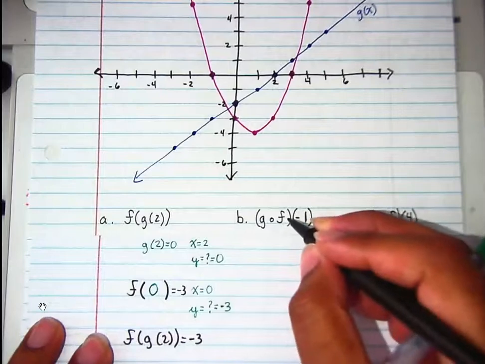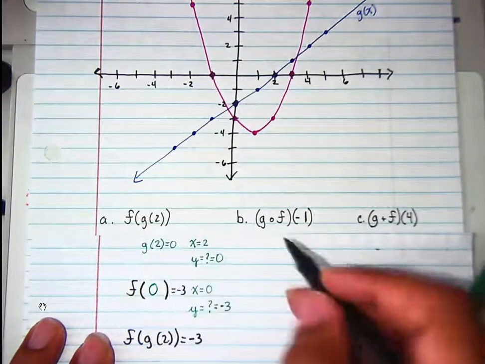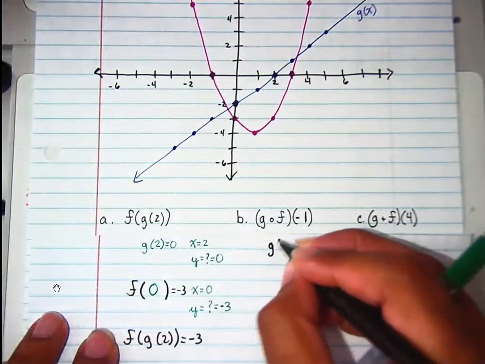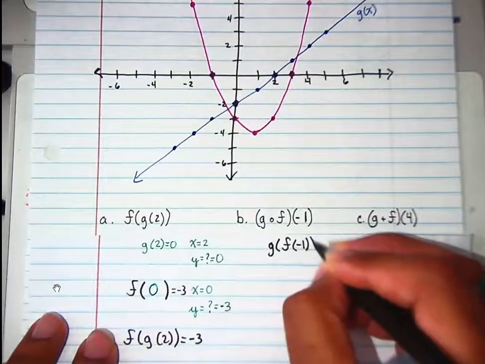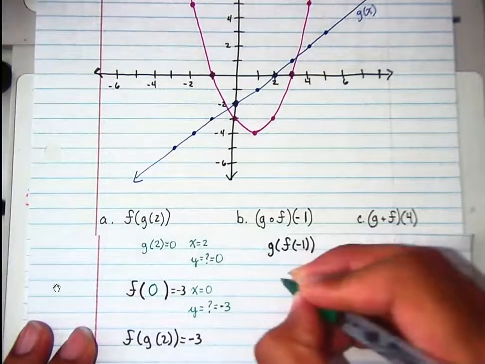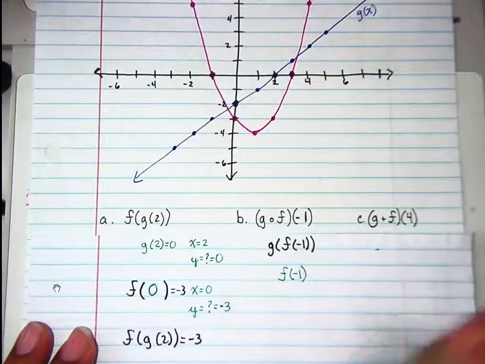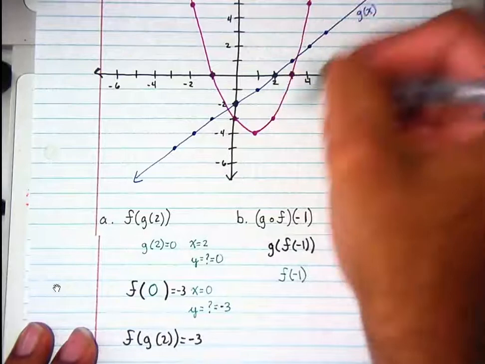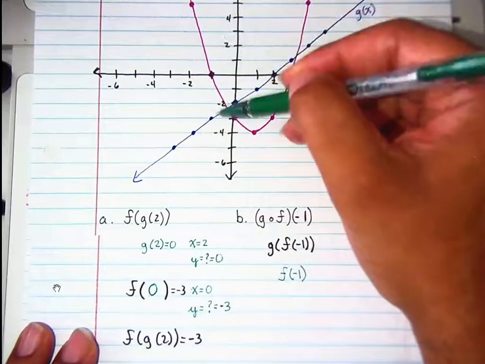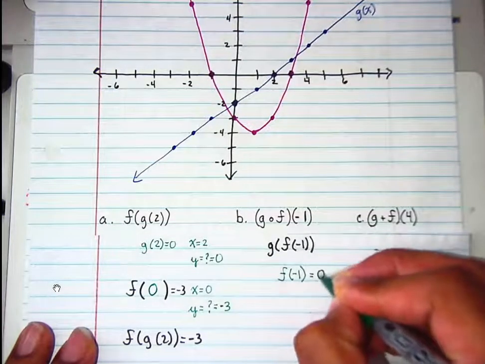Now for B, we have to change it into g of f of -1, or I called it golf when we did the notes. So this is g of f of -1. Same thing. Again, we're going to find the inside part first, so we have to find f of -1. On the f function, when x equals -1, what is your y value? In our purple graph, that's f of x. When x equals -1, it doesn't go up or down. It stays right there. So your y value is 0. So f of -1 equals 0.